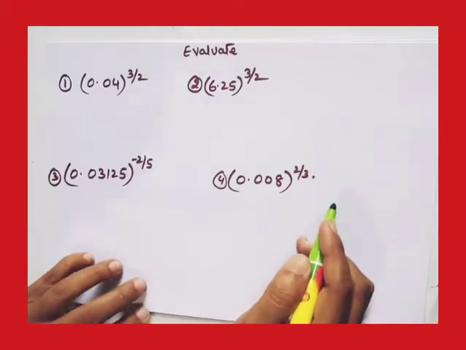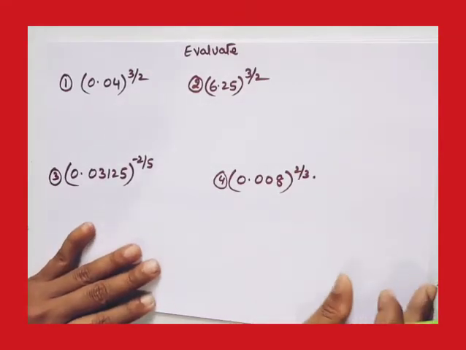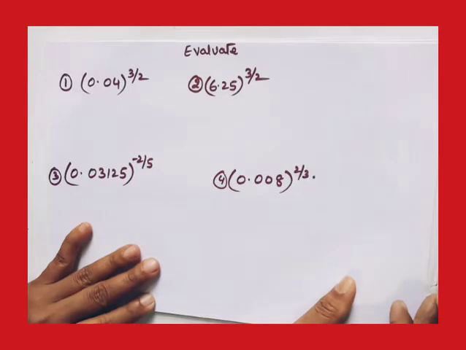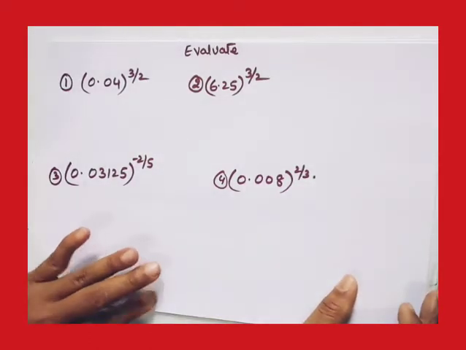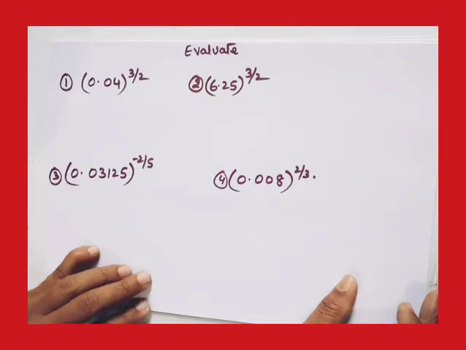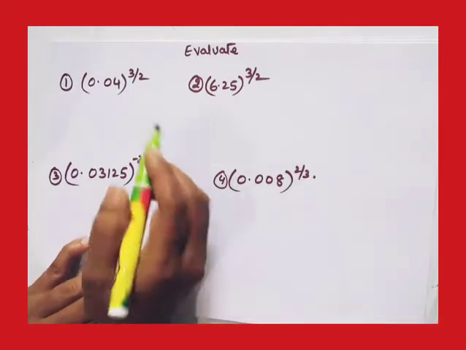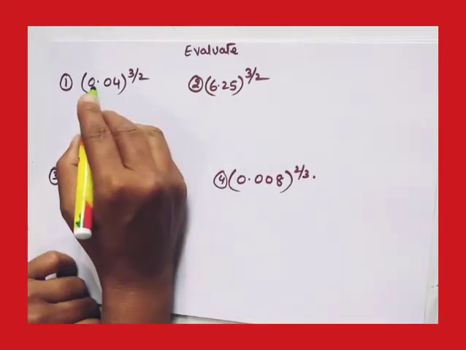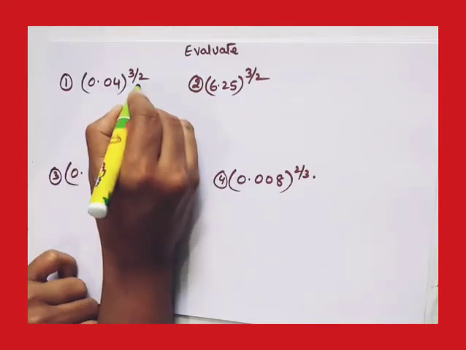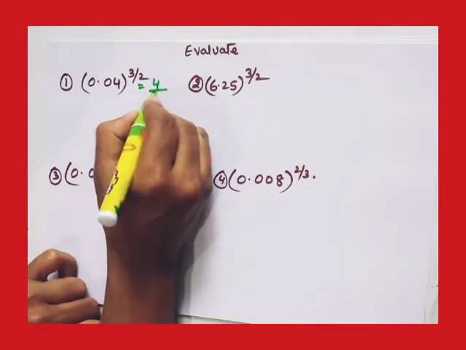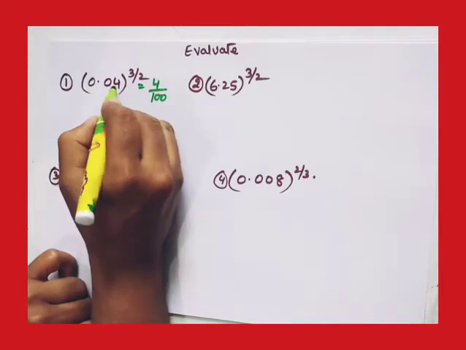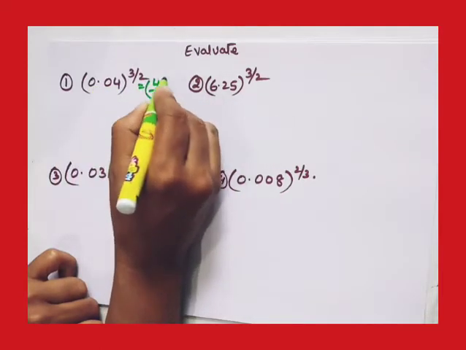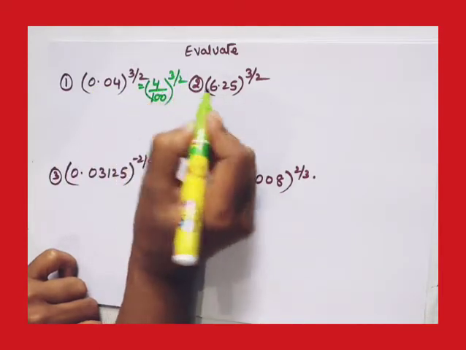Dear children, let us see how we can evaluate these numerical expressions. These are decimal expressions, and if you want you can solve it in the decimal form itself, but it would be risk free if you go for the fractional method. Now let us change this decimal into fraction. What will it become? It will become 4 by 100, because after the decimal there are two places. So 4 by 100 to the power 3 by 2.